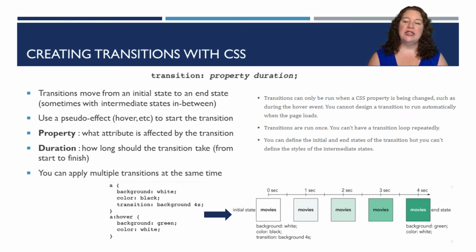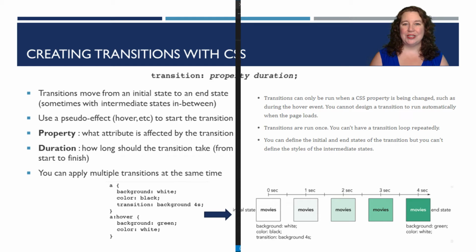There is an initial and an end state for the transition, but you can't tell it what the intermediate states, those states in between, are going to be. So in this case, it went from white to green for the background, but I couldn't tell it I want it to go red, then blue, then yellow, then green. It had to just transition slowly from one to the other, and it uses an algorithm to do that. Sometimes that transition is really cool and we really like it, and sometimes we want to do a little bit more. So let's go look at some transitions.